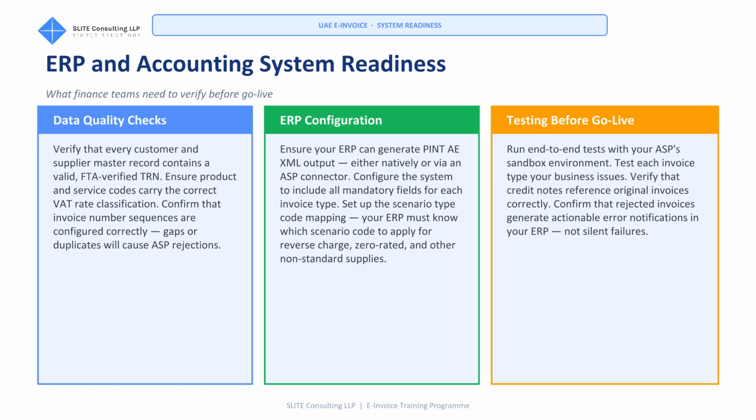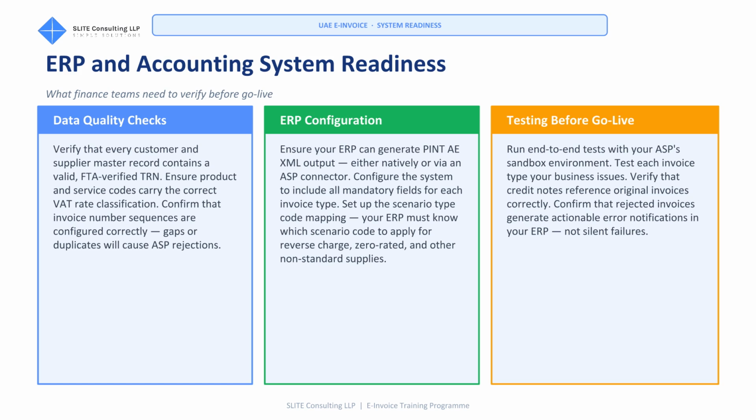ERP configuration. Confirm the system can generate .ae XML natively or via an ASP connector. Ensure mandatory fields are populated for each document type. Set up scenario codes correctly per transaction pattern. ASP integration. Live, tested in the sandbox, monitored connection, rejection alerts, archiving, and reporting all wired in.